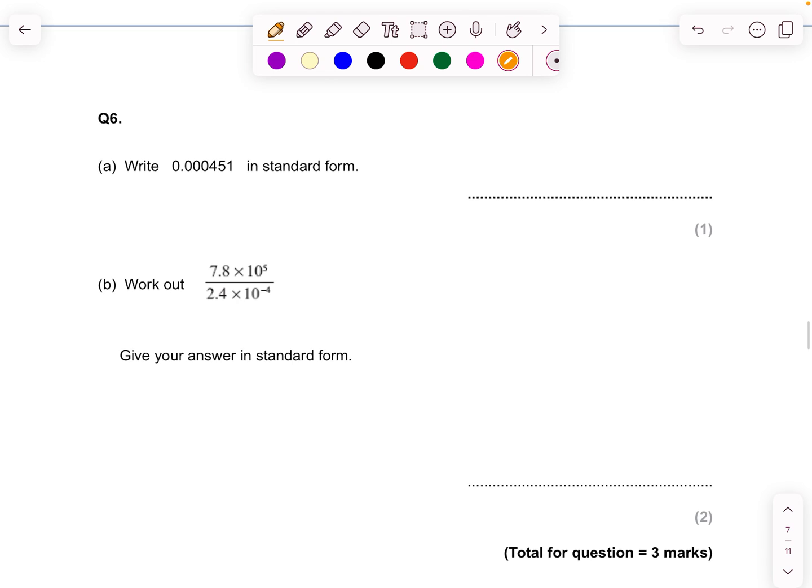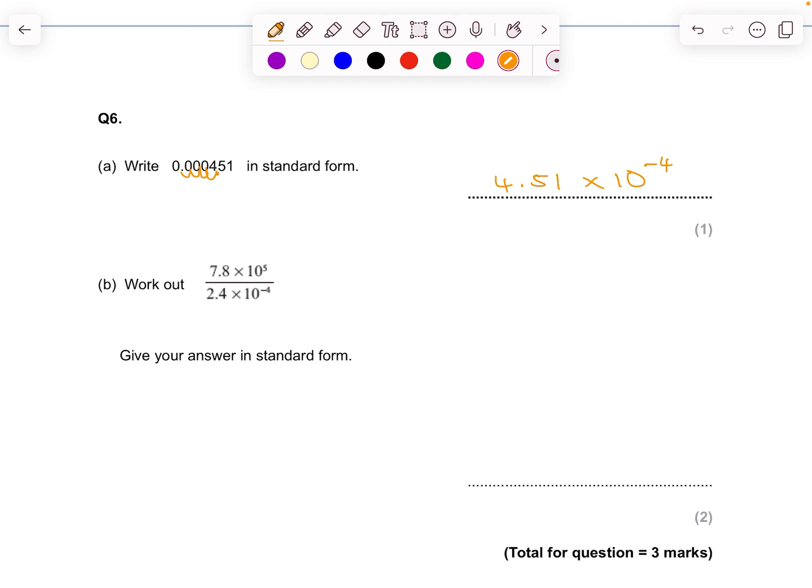Okay, write this in standard form. Remember, we want a number between 1 and 10. So I'm going to move the decimal point here so that it becomes 4.51 times 10 to the power of. And look at how many times I had to move it. I had to move it 1, 2, 3, 4 times. And it is a smaller number, so it's -4. And I think 1 or 2 of you forgot to put the negative in.